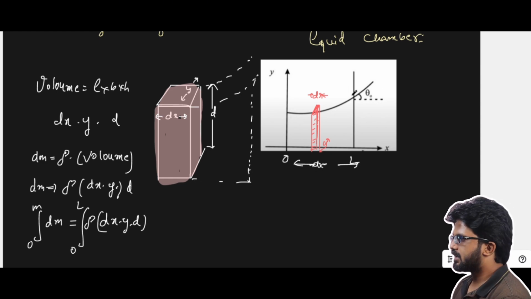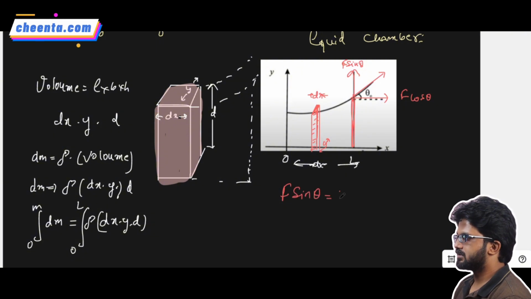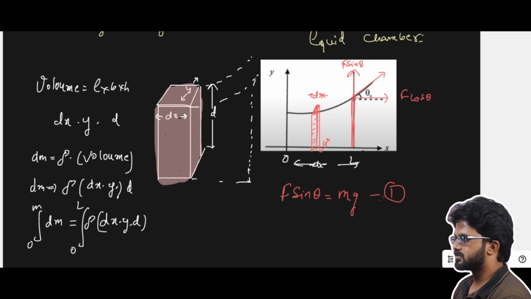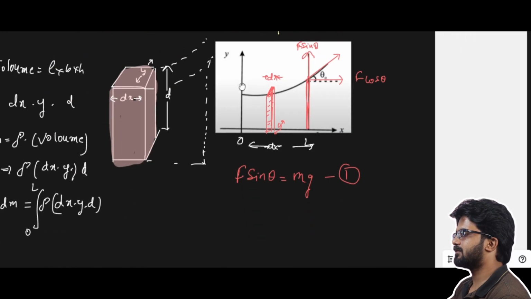So if you see the F sin theta component here, we can see that the mass component over this entire channel is balanced by F sin theta, which is equal to mg, right? So this was the first equation I told you that we are going to use. But second, we also know that force is equal to surface tension times the length.